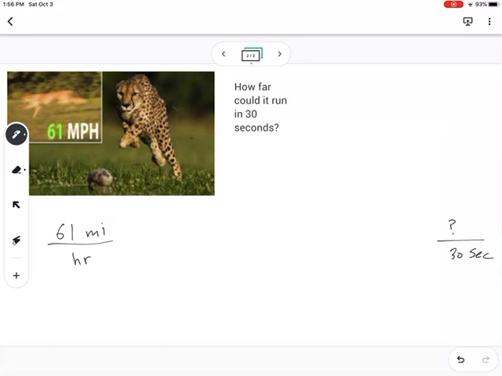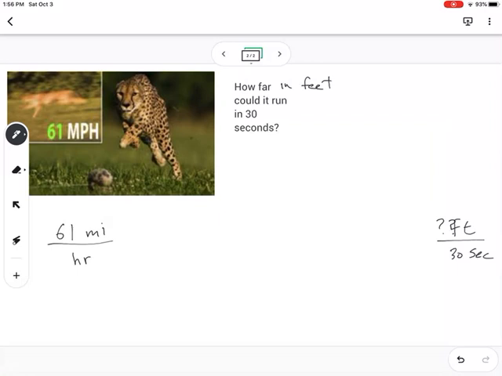Do we really want to know how many miles it travels in 30 seconds? Well, we can probably know that it's not going to go that much. So how about instead of how far could it run, we can say how far in feet, just to make it maybe a number that makes a little bit more sense. So this is going to be feet, question mark feet per 30 seconds.